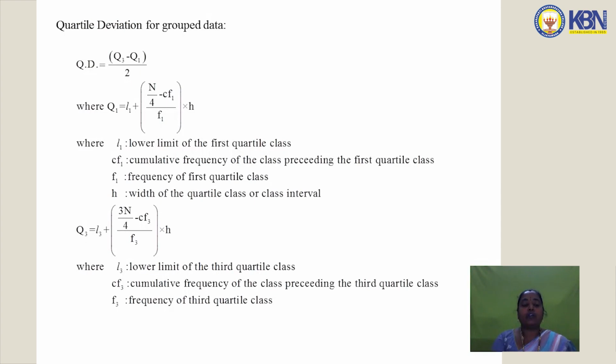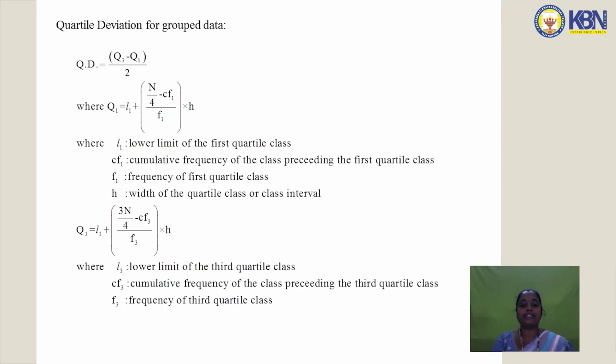If we want to calculate quartile deviation for grouped data, then the quartile deviation formula is (Q3 minus Q1) by 2, where Q1 is equal to L1 plus ((n by 4 minus CF1) by F1) into H. Here L1 denotes lower limit of the first quartile class, CF1 denotes cumulative frequency of the class preceding the first quartile class, F1 denotes frequency of the first quartile class, and H denotes the width of the quartile class or class interval.